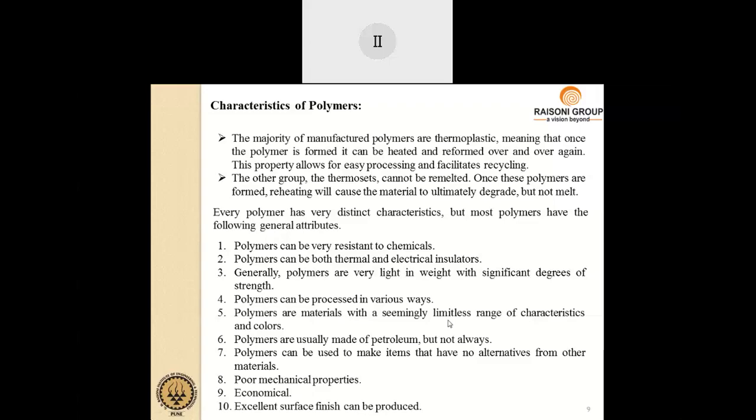Then generally polymers are very light in weight with significant degrees of strength. Though a polymer is very lightweight, it has a high degree of strength, meaning the strength to weight ratio is very high. So you may feel that if you take a polymer, it is very lightweight, but it can possess very high strength. Then again, polymers can be processed in various ways.